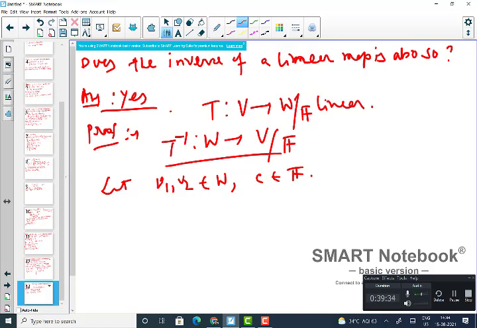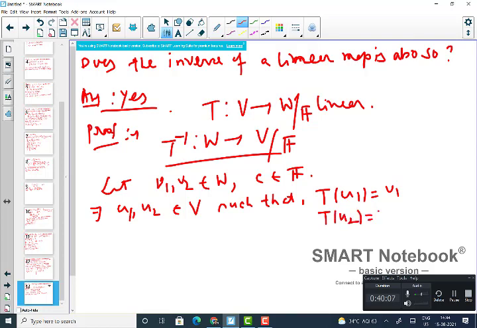Suppose this is this. Now, invertible means it is also one-to-one, right? So this maps as pre-images. So what does that mean? There exist some U1 and U2 belonging to V such that T of U1 will be V1 and T of U2 will be V2, right? This is the meaning of pre-images exist. This is an onto map also.